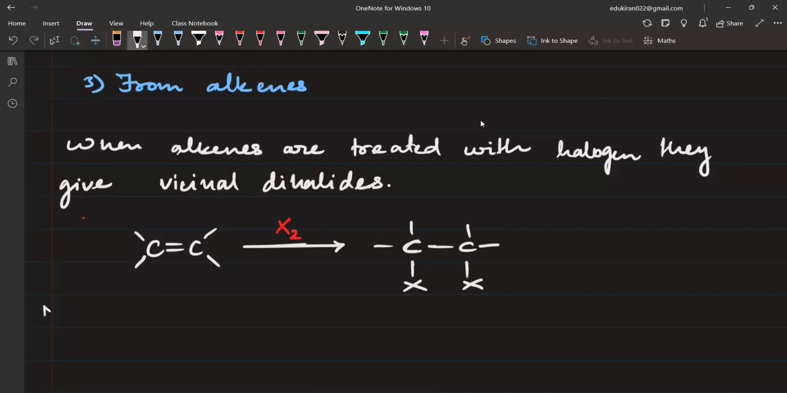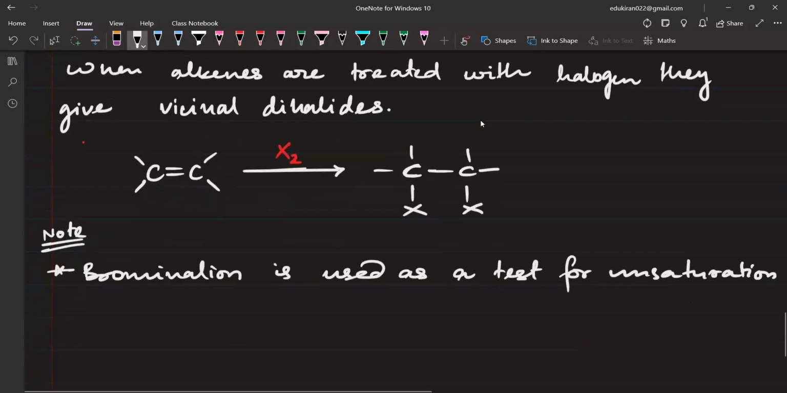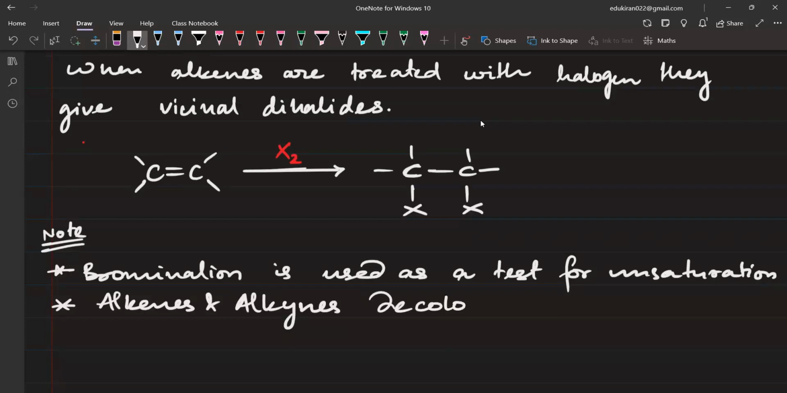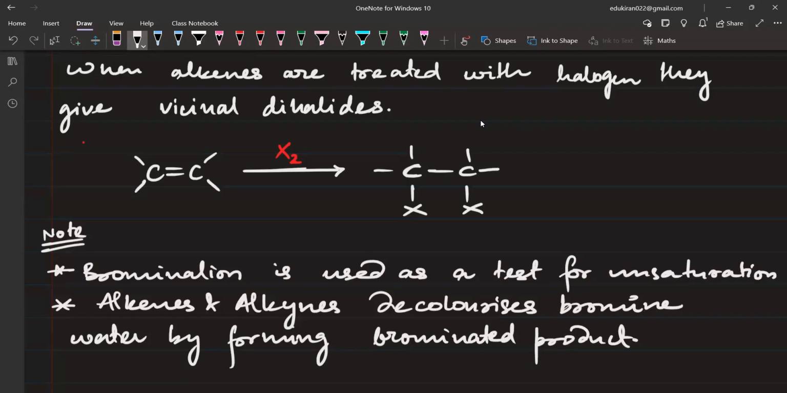Okay, now please write a note. Bromination is used as a test for unsaturation. Okay, it is right. Alkenes and alkynes, both of these are unsaturated. They decolorize bromine water by forming a halogenated product. If I say brominated, it will be better. Brominated product.